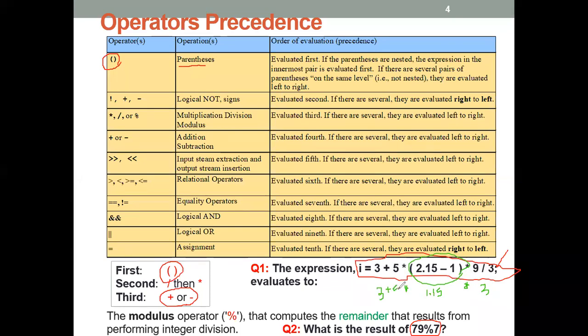So after you solve the bracket and divide, you have to solve the multiply now. You have to multiply all these 3 things: 5 multiplied by 1.15 multiplied by 3. Then after that, you add the 3. I hope everybody understands this one. Everybody should get full marks for this one.